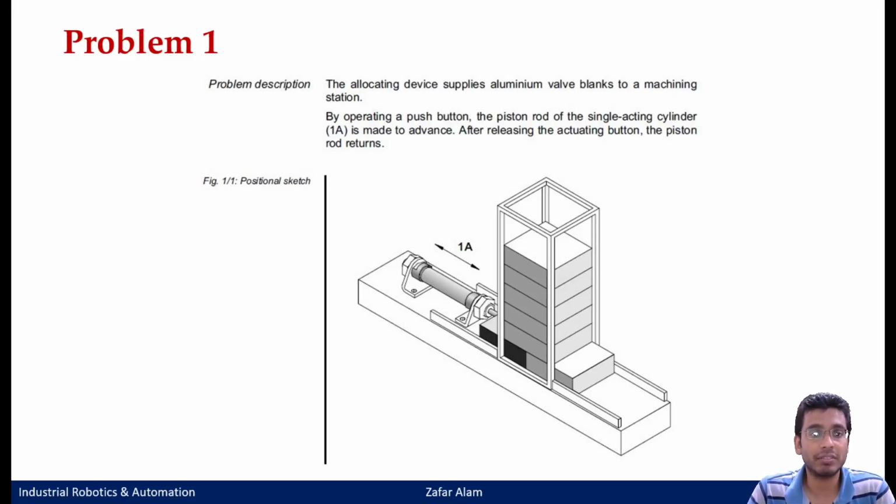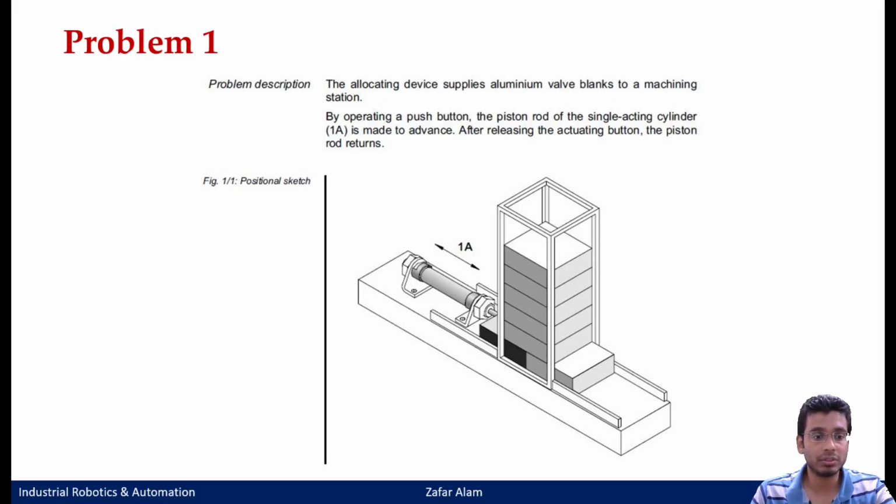So the problem number 1, if you see, says: the allocating device supplies aluminum valve blanks to a machining station. By operating a push button, the piston rod of a single acting cylinder is made to advance. After releasing the actuating button, the piston rod returns. Fine. So just start drawing this in your FluidSim software.